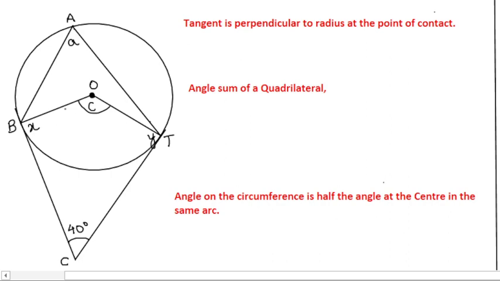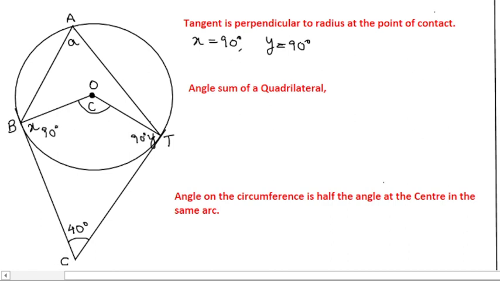Similarly, OB and BC are meeting at point B, which is the point of contact, which means this angle x made between these two is going to be 90 degrees. So I write x is 90 degrees. Similarly, y is 90 degrees because the tangent is perpendicular to the radius. Okay, now we have x, we have y, 90 each.